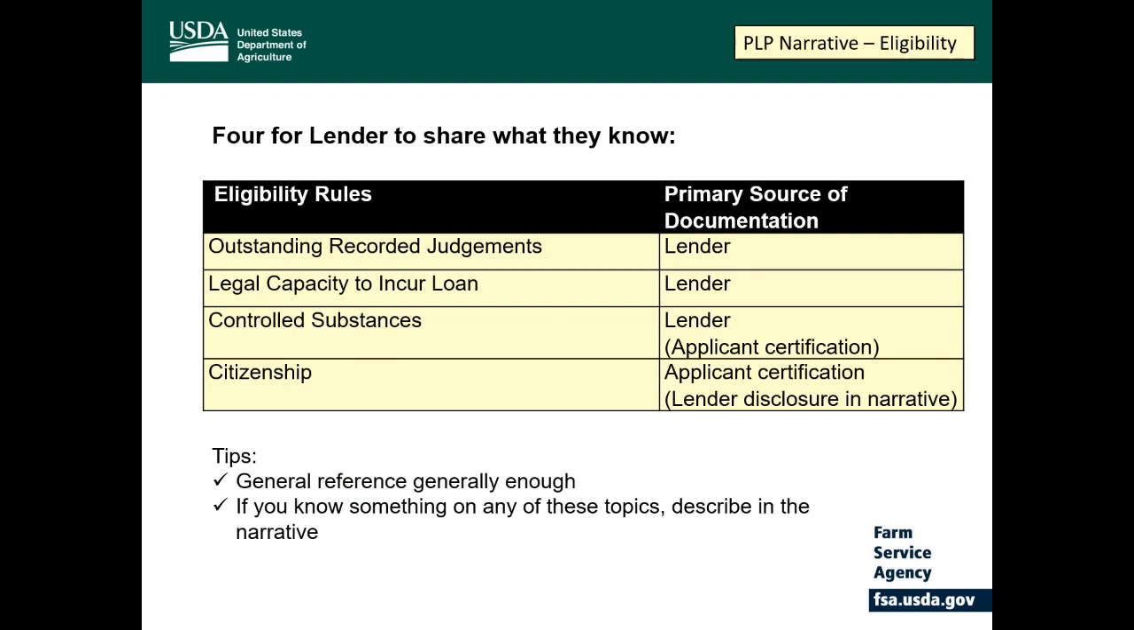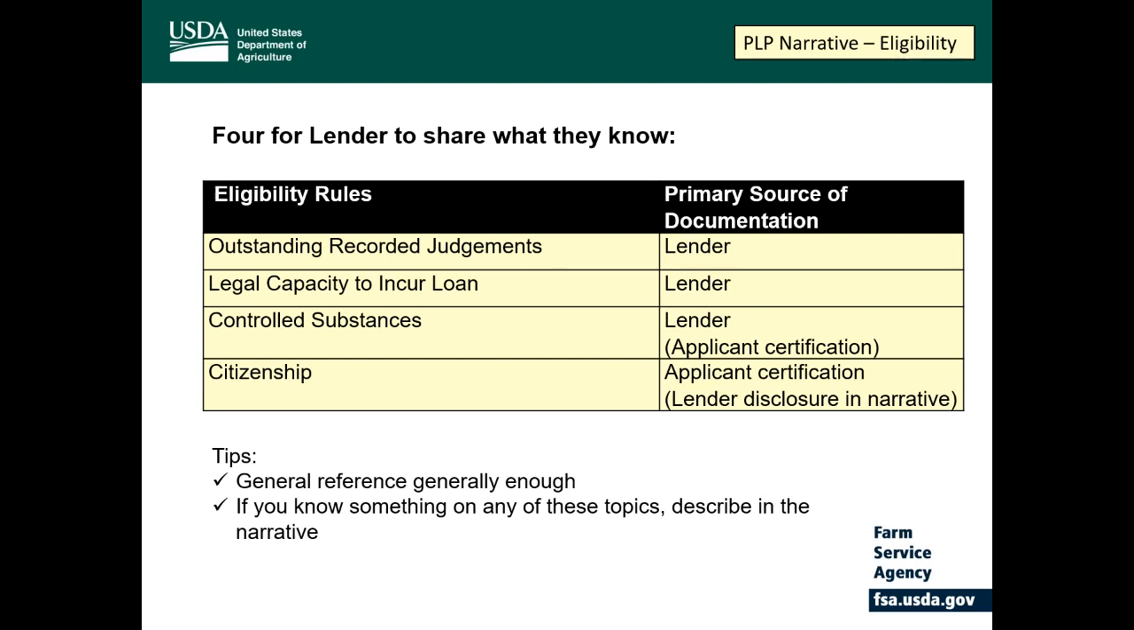On this slide, again, you're our main source for this, but they frequently don't come up as often as far as being an issue. Are there any outstanding recorded judgments, legal capacity to incur the loan? We rely on you for that, but it's not an issue as frequently. Controlled substances, and citizenship.